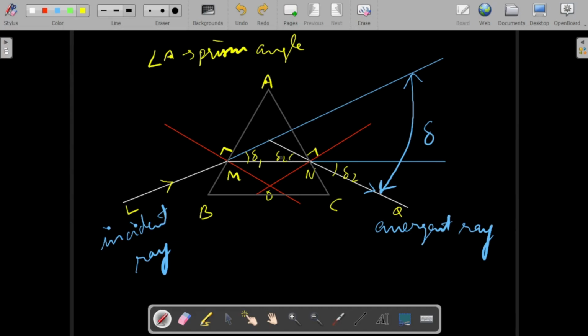So the angle of deviation in totality will be equal to the sum of the two angles of deviation, that is delta 1 and delta 2. So we have to find the value of delta 1 and delta 2, and we'll put this value in this equation. Let's consider it as equation 1. So how are we going to do that?